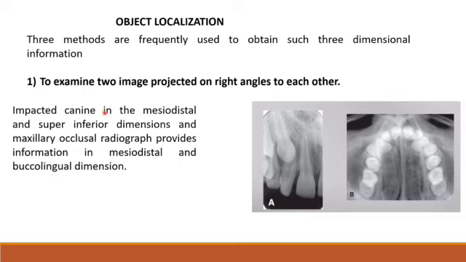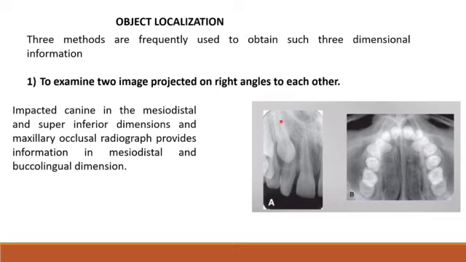So let us see about object localization now. Three methods are frequently used to obtain three-dimensional information. First is to examine two images projected at right angles to each other, for which you can choose an IOPA and an occlusal view. The IOPA in this picture shows an impacted canine in the mesiodistal and the superior-inferior dimension, and the maxillary occlusal radiograph provides information in the mesiodistal and the buccolingual dimension.